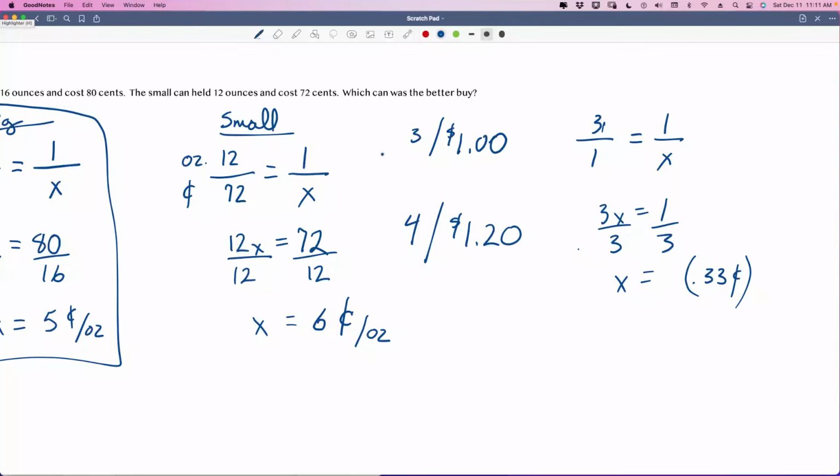Okay. Same thing for this. If you go 4 over 120, we want to find out what 1 item is. So 4x equals 120 times 1, 120. We divide both sides by 4, and we find out that x is equal to 30 cents. So even though you're spending 20 cents more, it's cheaper per item, right? Something inside of you probably said, well, that's the better price. And if you did, then you're intuiting math.